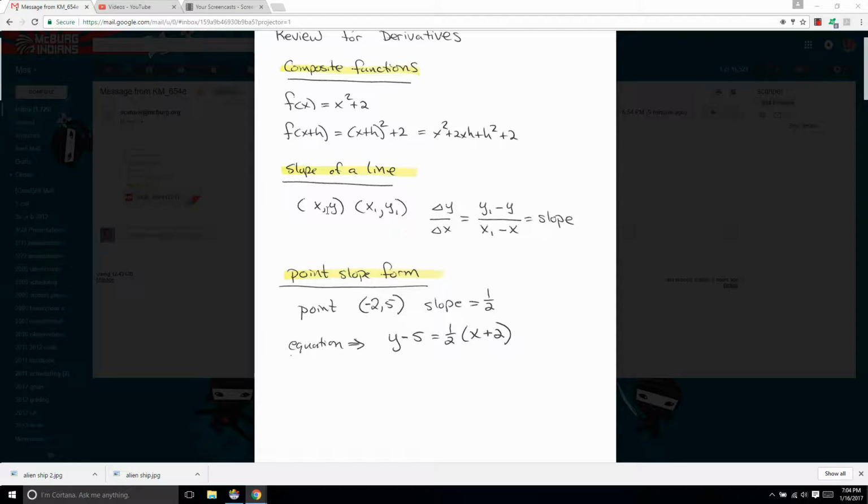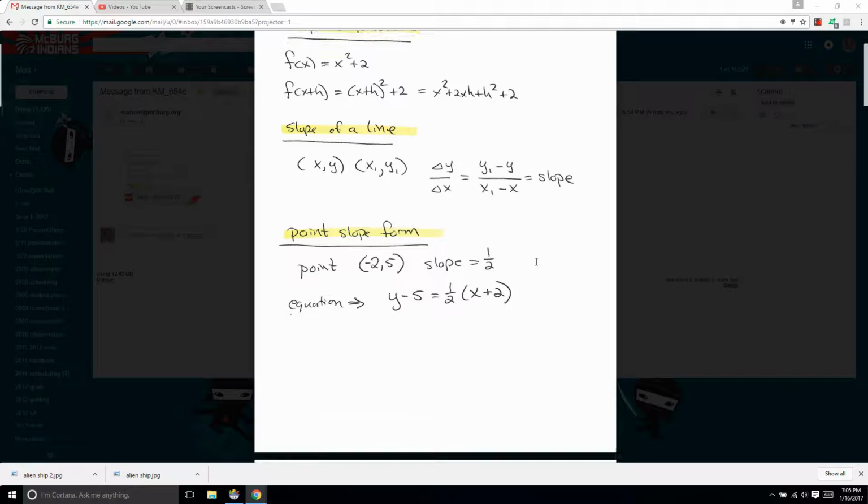Slope of a line. If I have 2 points, x, y and x1, y1, then the differences in the y's over the differences in the x's, also known as rise over run, would be y1 minus y over x1 minus x, and this would give you the slope of the line.